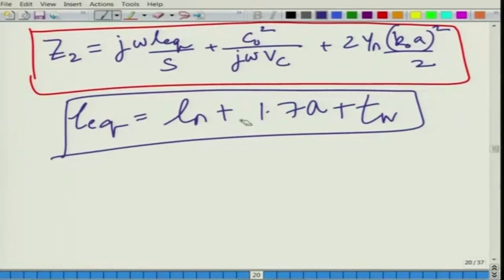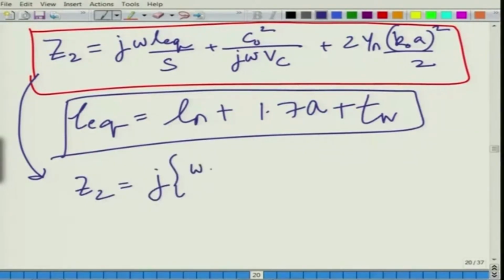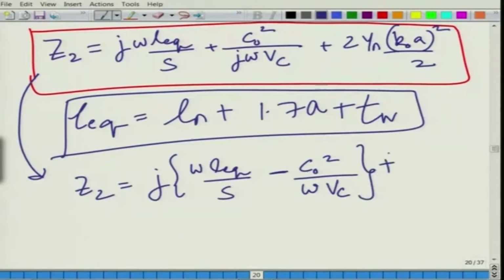With this background, if we simplify the topmost expression in brackets, we will get that Z2 is equal to, we will take j common, and here L equivalent by S and multiply numerator and denominator by j. So, minus this thing. So, it will become minus C naught square by omega V C. So, that is what we are going to get, and once we simplify this term, we will get omega square by pi C naught.